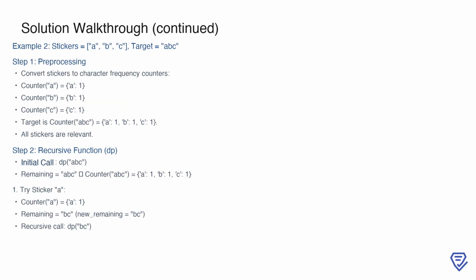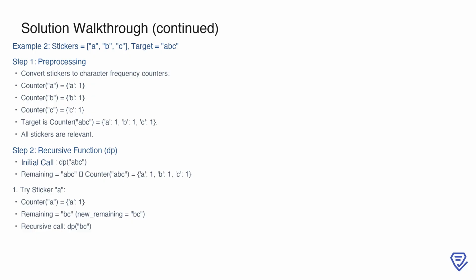Now, let's analyze the second example where the stickers are "a", "b", and "c", and the target is "abc". First, we pre-process the stickers and the target. Each sticker is converted into a character frequency counter, so the stickers map to A1, B1, and C1. The target "abc" is also turned into a counter, which shows that we need 1 A, 1 B, and 1 C. All the stickers are relevant here since they each contribute to the target.